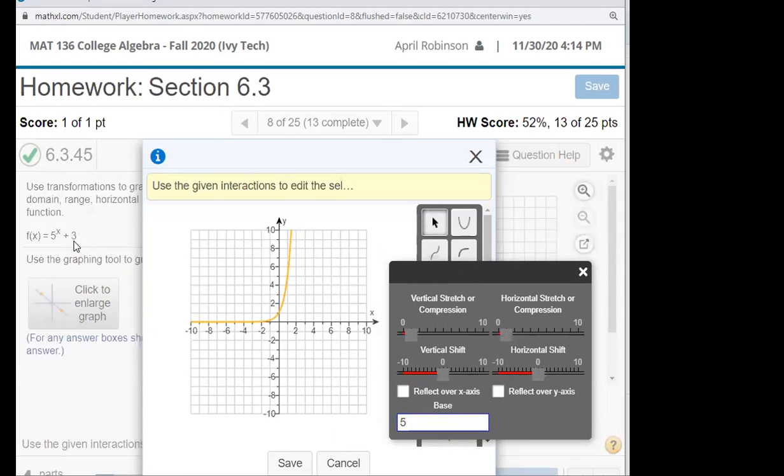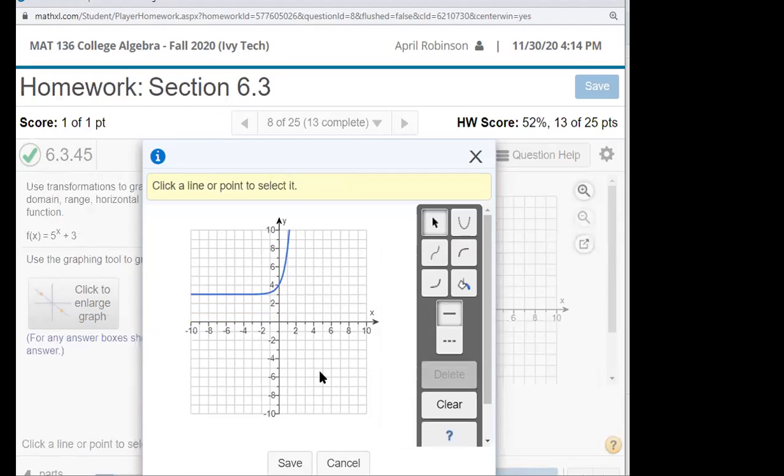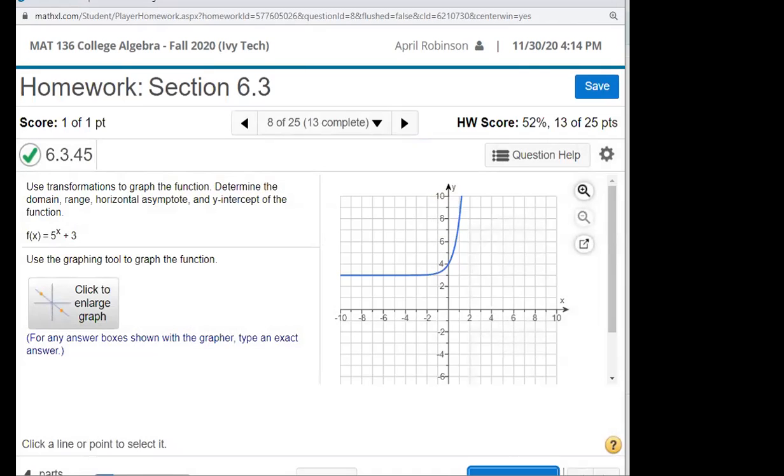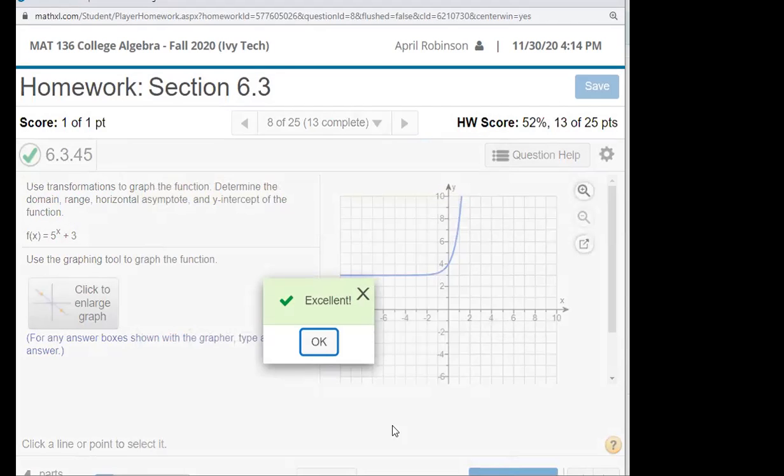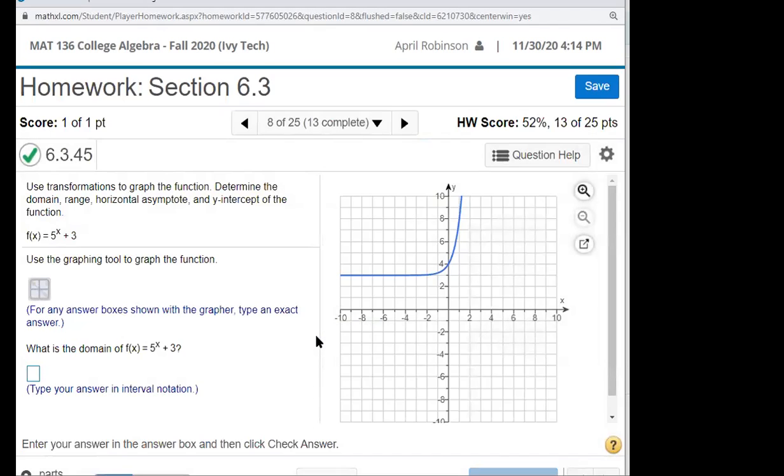And then when you're looking at the equation, it just says plus 3. So I have to take that graph that's in yellow and apply the plus 3 to it. That means it's going to shift vertically up 1, 2, 3, and it moves it for you. Click on it to make it blue, hit save and check answer, and you get a positive affirmation. Woohoo! So that's how that works. Hope you saw that. And then it goes on to ask the other questions.